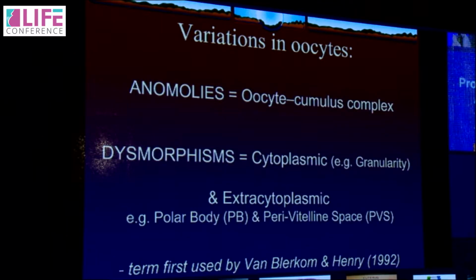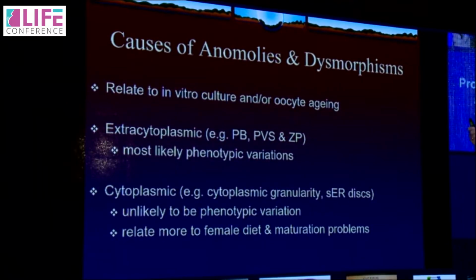We have two words that we use when we describe oocytes. We have anomalies, and that describes the cumulus oocyte complex, and dysmorphisms, they describe the cytoplasm and the extracytoplasmic problems that we get. So the causes of anomalies and dysmorphisms, well, they can come from in vitro culture, they can come from aging, but they can also come from the lady herself.